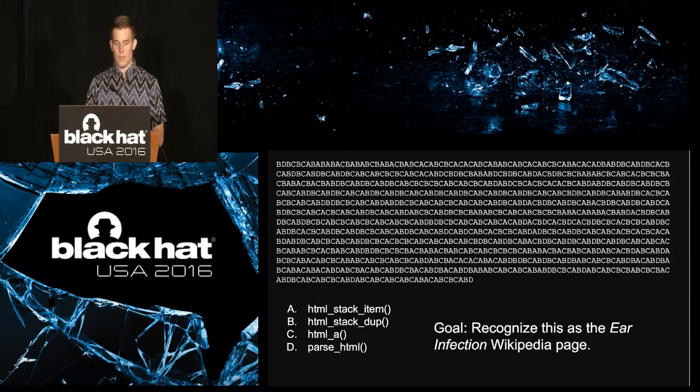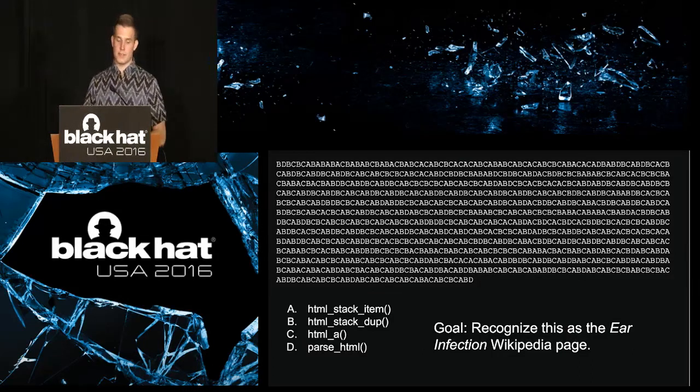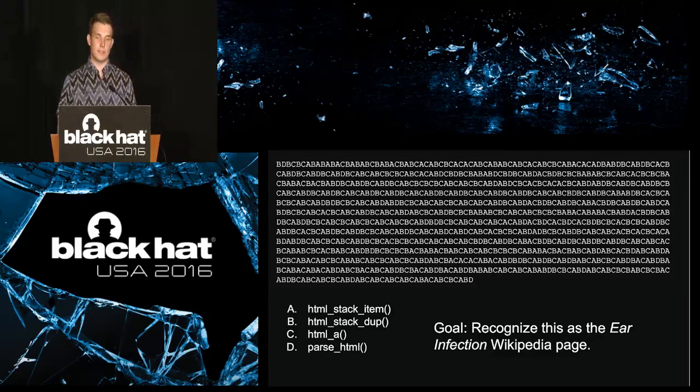So when Scarlet runs the spy tool, this is what she's going to see. This string here is a representation of all the light bulbs that light up as Alice is visiting the ear infection Wikipedia page. So the letter A corresponds to HTML stack item getting executed, B to HTML stack dupe getting executed, and so on. So what Scarlet is trying to do is recognize this string as the ear infection Wikipedia page.